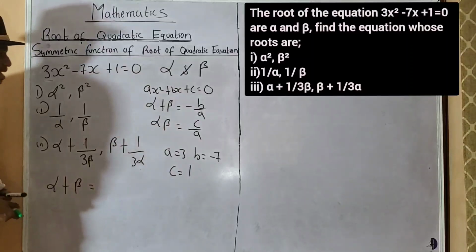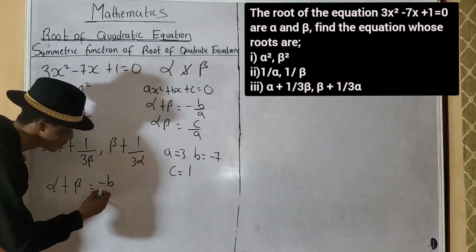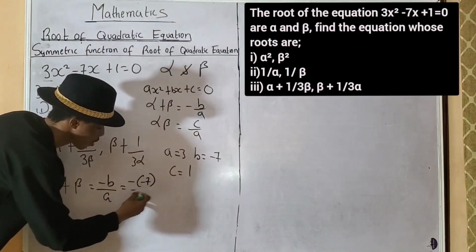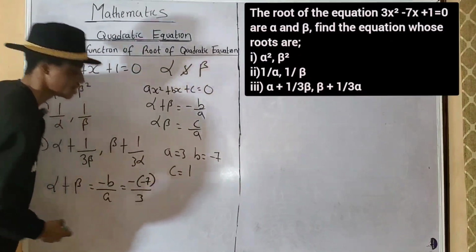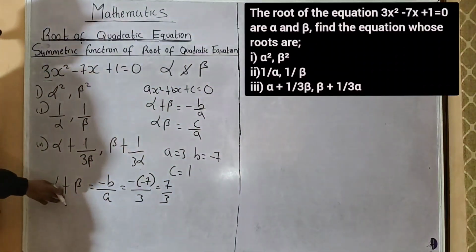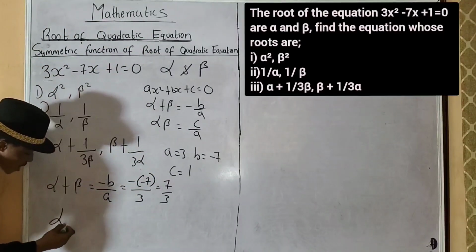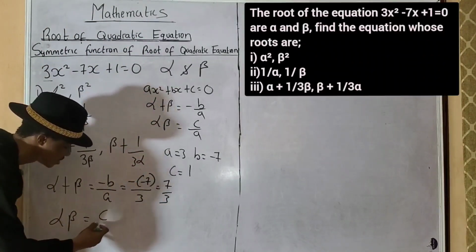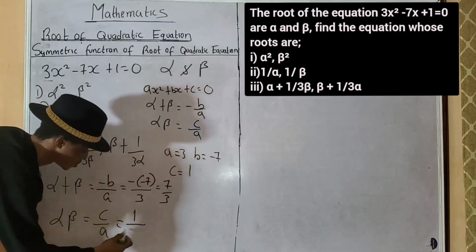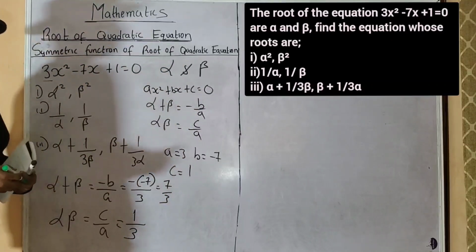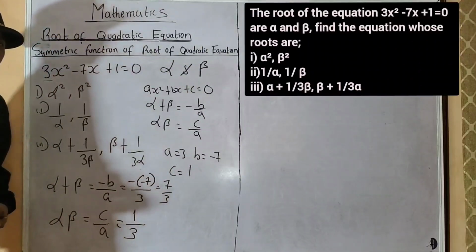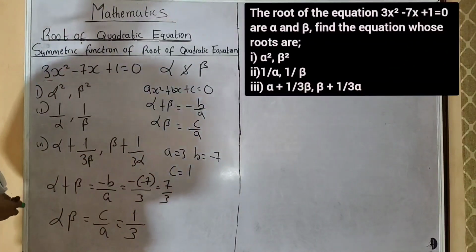Okay. Alpha plus beta is negative b over a. Now, b is negative 7, so I'm going to have minus 7 all over a. A is 3, so I'm going to have over 3 here. So the outcome will be 7 over 3. That is the sum of roots. Okay. Now, let us take the product, alpha beta. Alpha beta is c all over a, and c is 1, and a is 3. So I'm going to have 1 over 3. So the sum of roots is 7/3 and the product is 1/3.